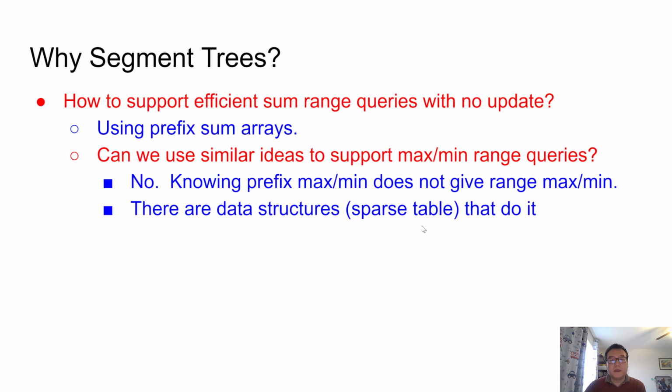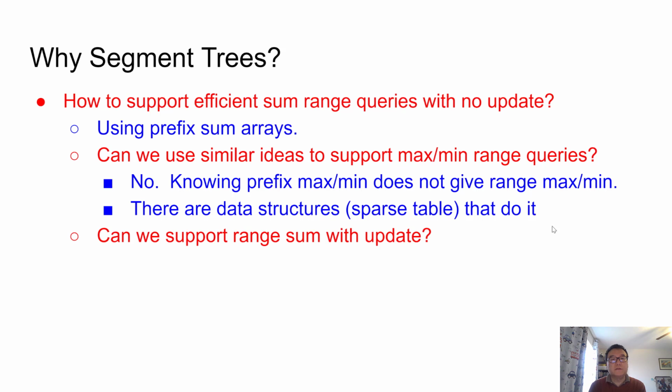There are data structures designed to support range max or range min queries on static arrays. For example, there's something called the sparse table. The underlying idea is similar to segment trees, but that data structure only supports the static case.